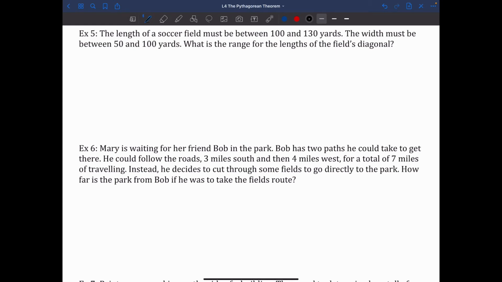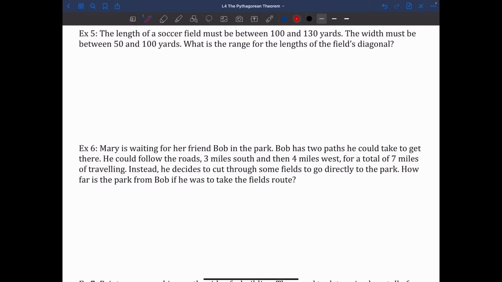So let's talk about this first one. The length of a soccer field must be between 100 and 130 yards. The width must be between 50 and 100 yards. I want to figure out what's the range for the lengths of that field's diagonal. All right, so we want to figure out a range of lengths. So we need to look at the smallest possible case and the largest possible case.